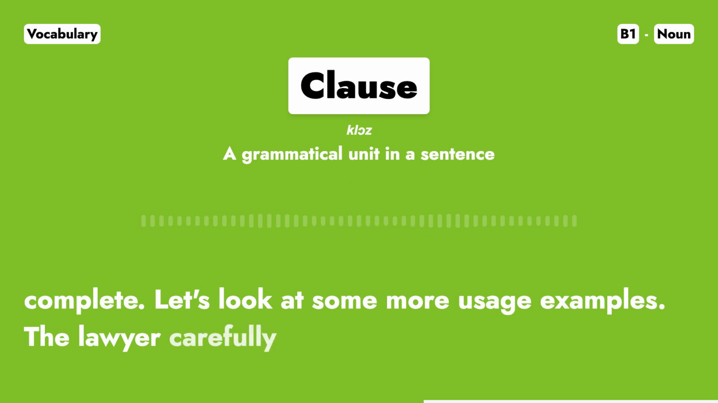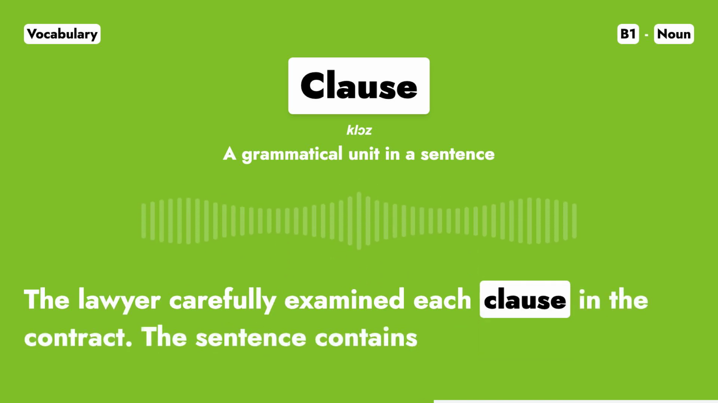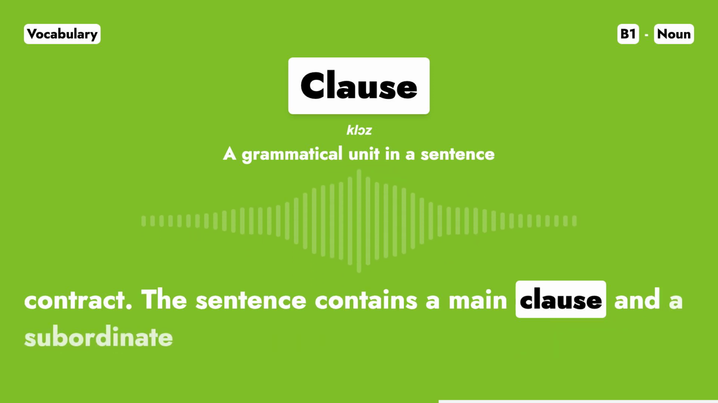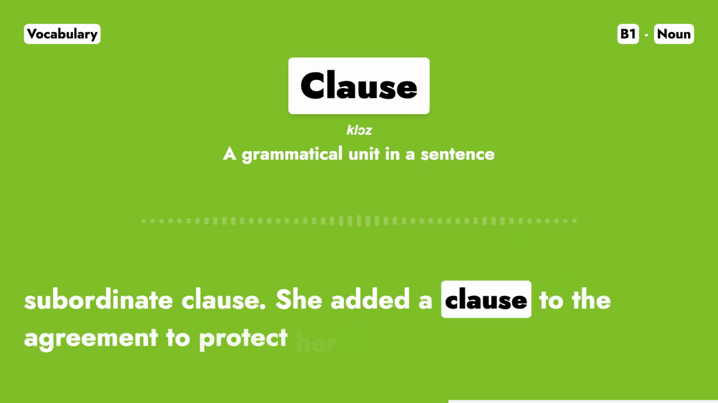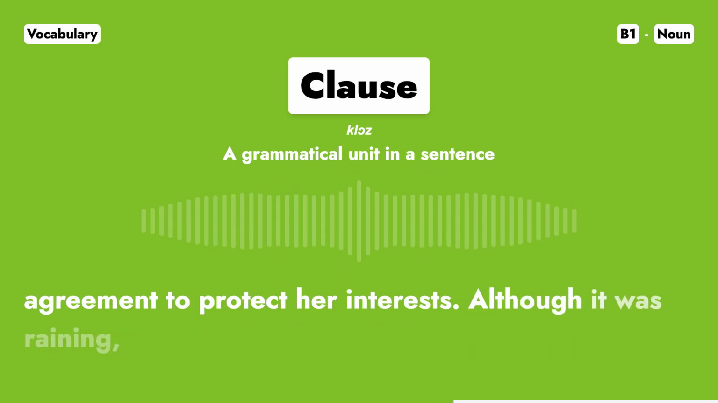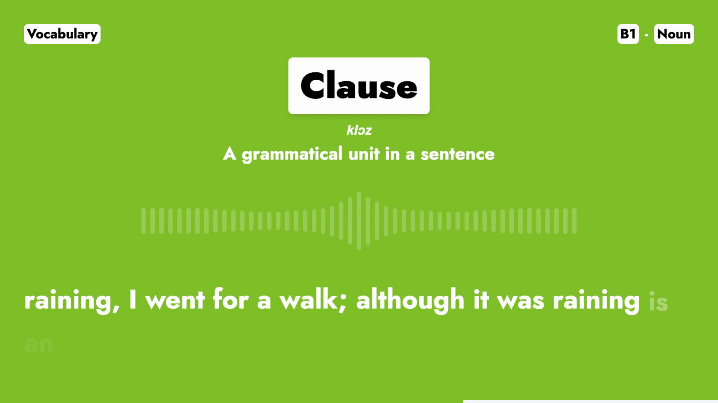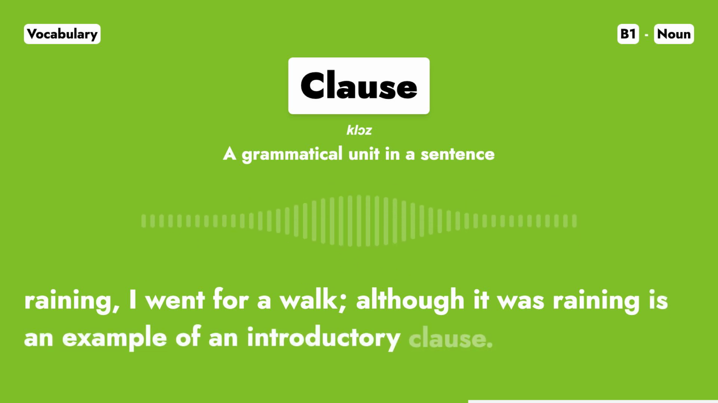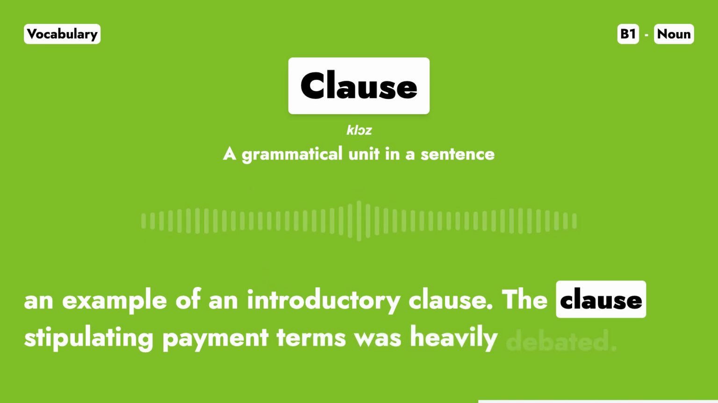The lawyer carefully examined each clause in the contract. The sentence contains a main clause and a subordinate clause. She added a clause to the agreement to protect her interests. Although it was raining, I went for a walk. "Although it was raining" is an example of an introductory clause. The clause stipulating payment terms was heavily debated.